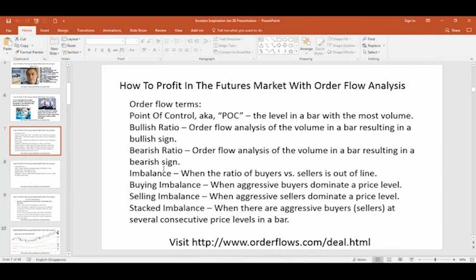Imbalance is when the ratio between buyers and sellers is out of line. A buying imbalance occurs when aggressive buyers dominate a price level, and a selling imbalance is when aggressive sellers dominate at a certain price level. Stacked imbalance is when you get aggressive buyers or sellers at consecutive price levels in a bar. Again, it'll make a lot more sense when I show you some charts.